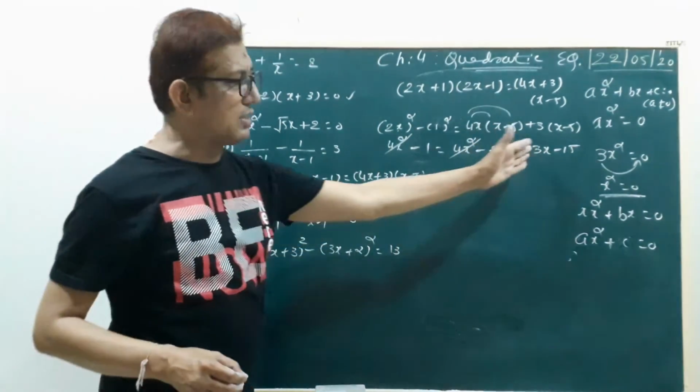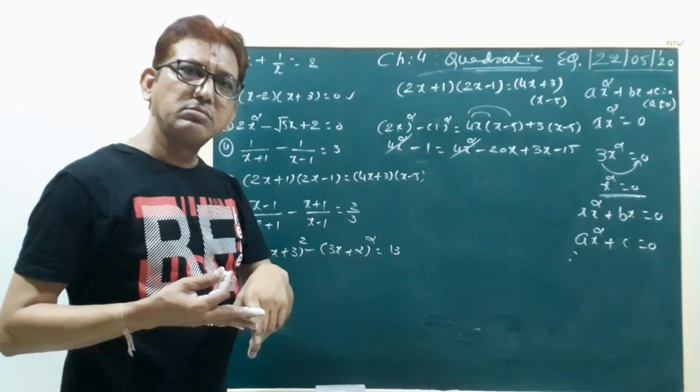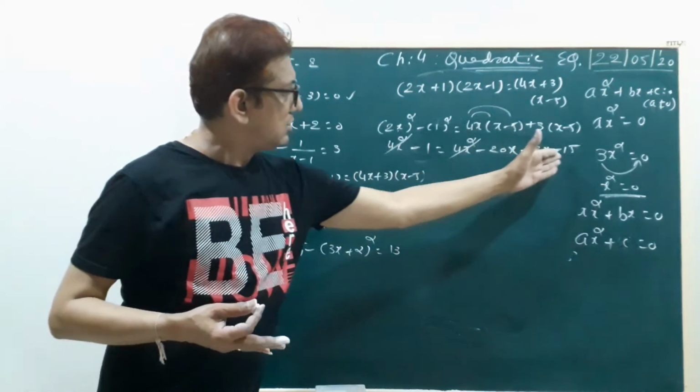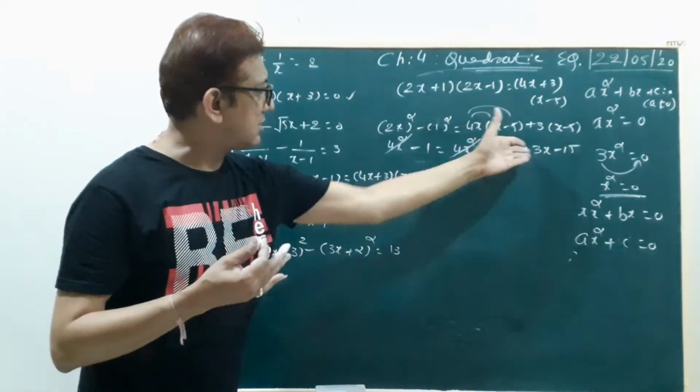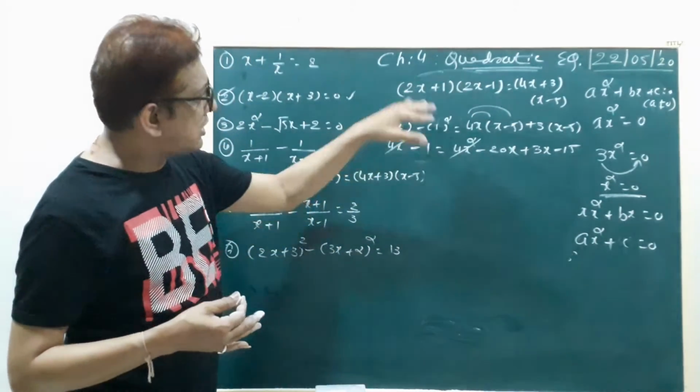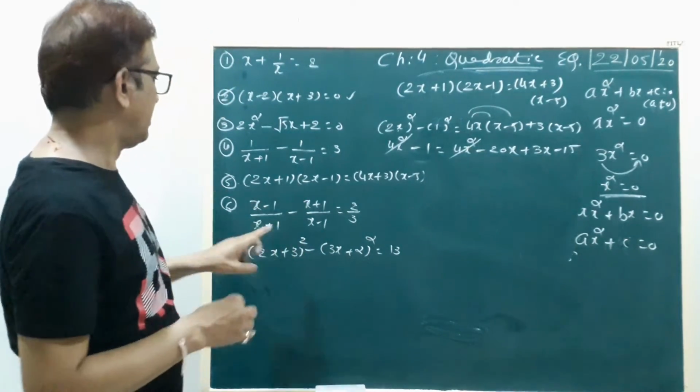Now we do not simplify here, because here x square is cancelled. Look here, only x, highest power x is given. X square is not possible here. So this is not a quadratic equation. Clear? Okay.